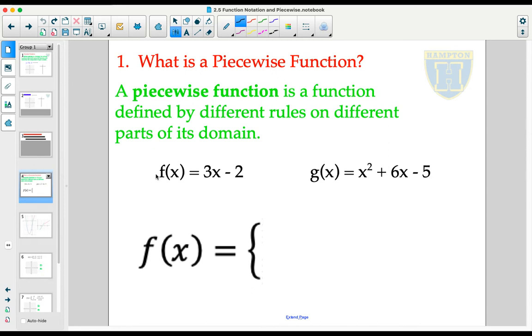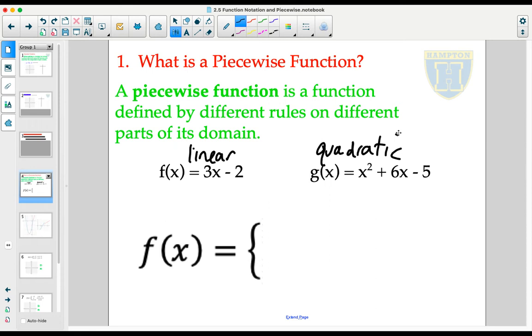On the left, we have f of x, which we know to be a linear function. If we were to graph it, it would take the shape of a line. On the right, we have g of x, which is x squared plus 6x minus 5. This falls into the family of the quadratics, and it would take the shape of a parabola if we were to graph it.